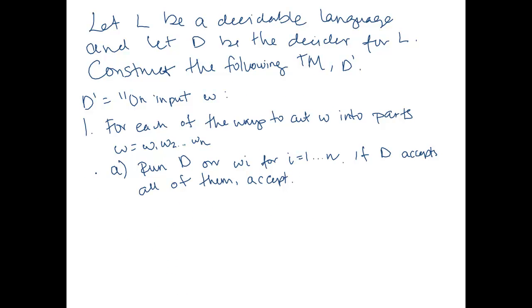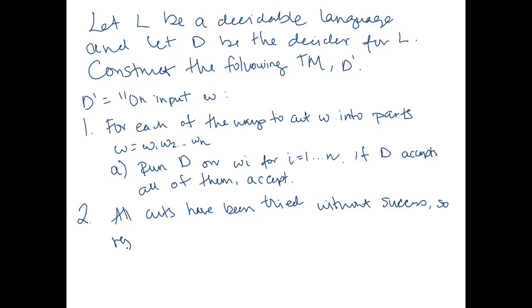Okay. Otherwise, we get to step two because we've tried each of the ways to cut W into parts, each of those 2 to the length of W minus 1 ways to cut up W, and we never got an acceptance in A. So if we're in step 2, then all cuts have been tried, all of the ways to cut W, without success, so reject. This means there is no way to cut up W into parts with all of the parts being an element of L. And that's the only way it can be in L star, if each of the parts that we concatenated together were in L.